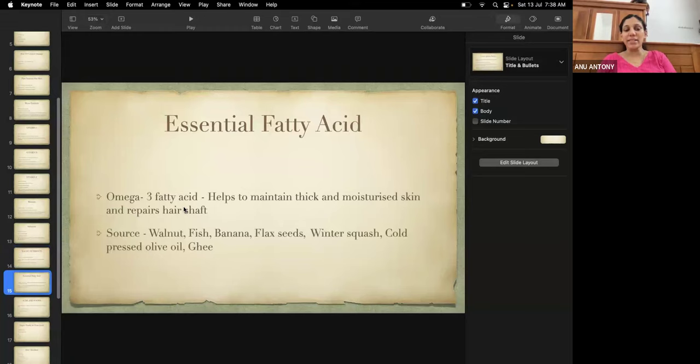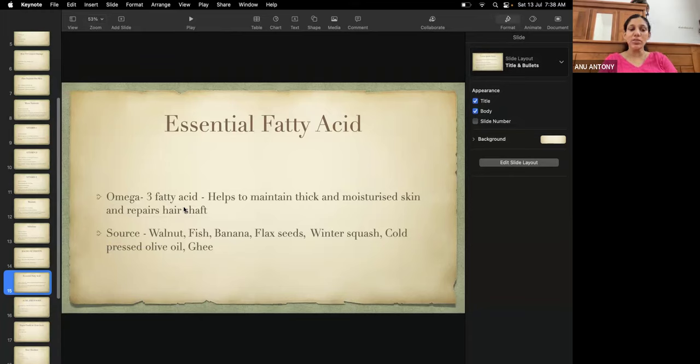Now, essential fatty acids like omega-3 fatty acids help to maintain thick and moisturized skin and repair the hair shaft. See, especially in the winter season, somebody mentioned that they are having an extreme winter season where they live. They need more ghee or oil in their diet. So there they can see the consumption of the oil, how it is, because it will be reflecting on their skin. If they are having less ghee or oils, their skin will be more dry. However much moisturizer you put, the dryness will be there. Hair will be dry. You will get more split ends. So that is the indication that the fatty acids are less in your diet.